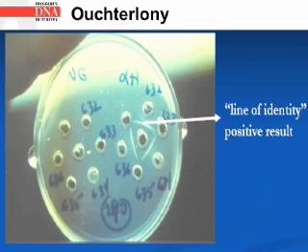Here is an example of a positive result of an Ouchterlony plate. The line of identity is where the precipitin forms between two wells.